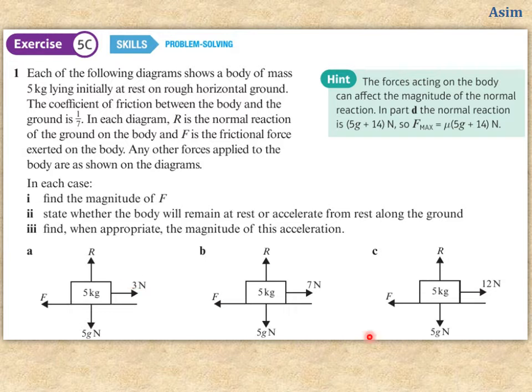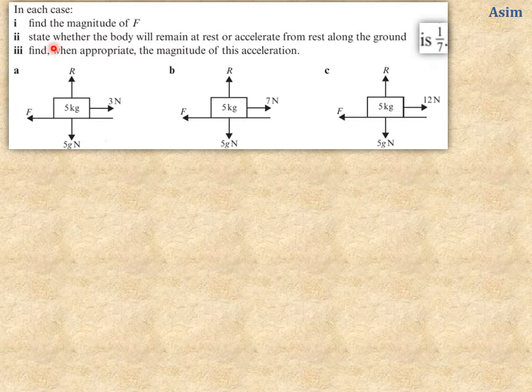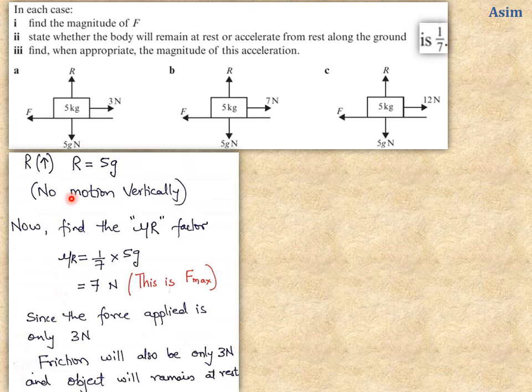In the next slide, I'll take the same example. Okay, let's go to the next slide. Here is the same example from the previous slide. Find the magnitude of the force now. Let us do this question. Resolving up as positive, because it's not in motion vertically, this will balance this. So we know R is 5g. What we first do is find the μR factor. This is my way, let us call it the μR factor.